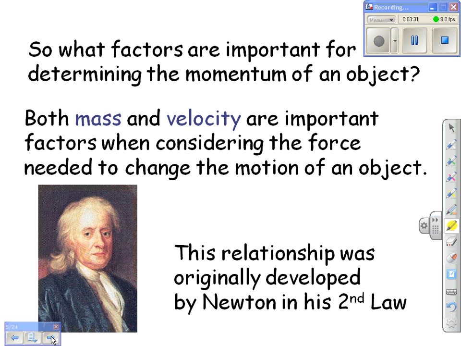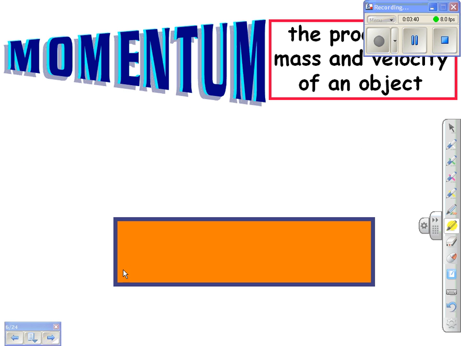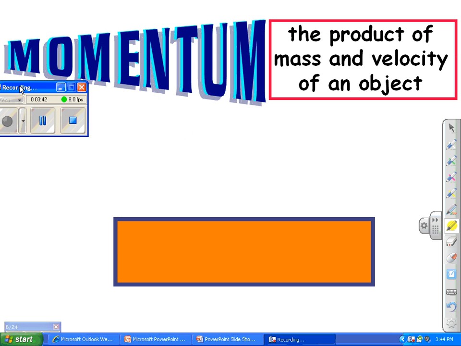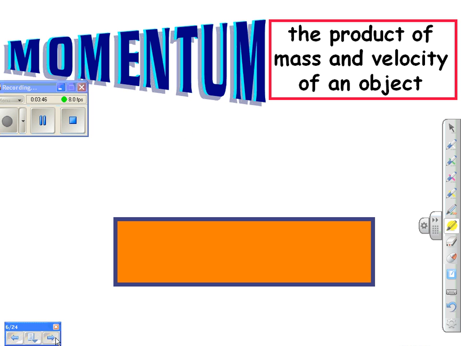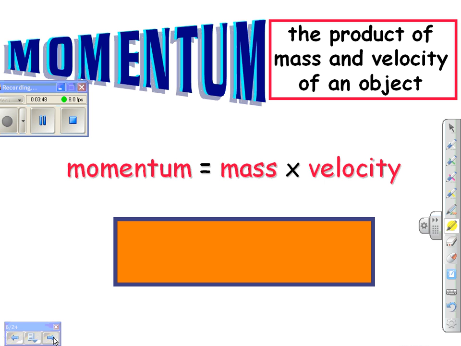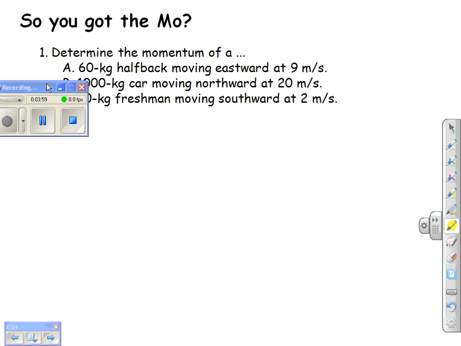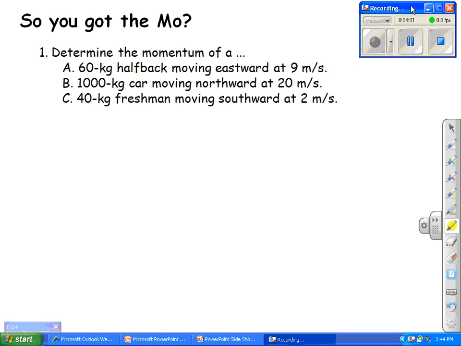This relationship was originally developed by our own Mr. Newton in his second law when we talk about force equals mass times acceleration. So momentum is the product of mass and velocity of an object. So this is our new formula. Momentum equals mass times velocity. And the way that it looks is they use this funky looking P equals M times V. That's momentum. So let's determine the momentum of a few things.